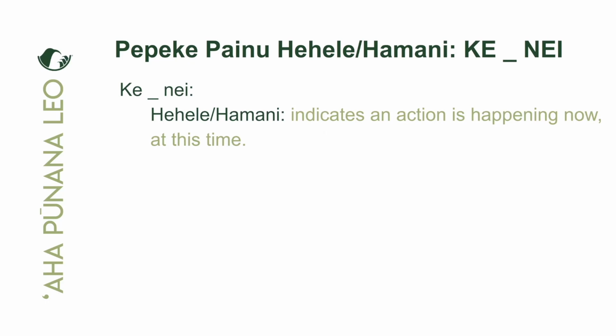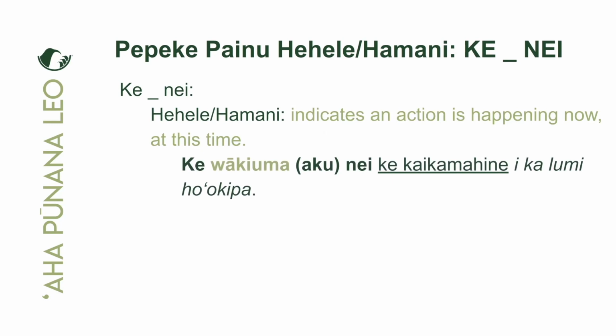Okay, so the first example tonight is: Ke vakiuma aku nei ke kaikamahine i ka lumi hoʻokipa. A little bit different on the screen this evening. We have the verbs or the action words in green, and the hunekuhi are in parentheses just to set them off, set them apart a little bit from the pattern, which is the māka painu ke nei. All right, so we say that the ke nei is the marker that marks present tense or something that is happening at this moment. So in between the ke and the nei, in that blank, we put the verb, we put the action word. Yeah.